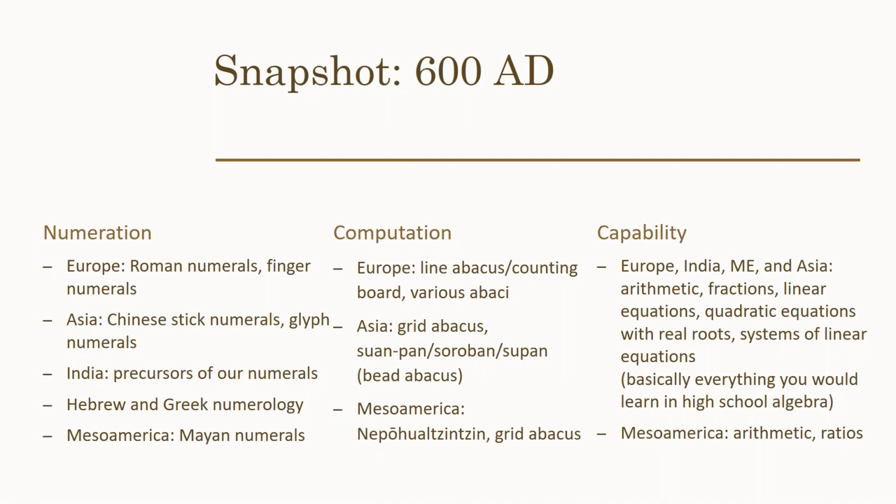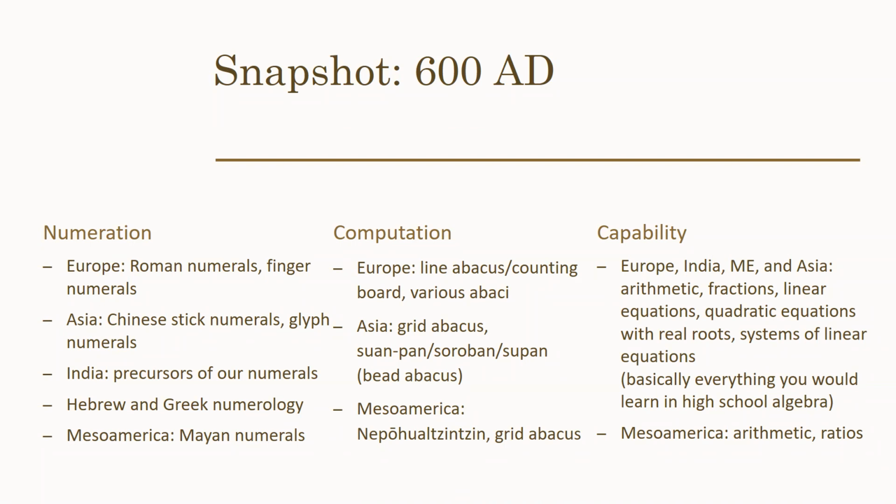Anyway, we had a lot of different devices for doing computations, for doing arithmetic. As far as what people could do mathematically, pretty universal. People could do arithmetic, fractions, solve linear and quadratic equations, provided that they had real roots. They didn't have imaginary numbers back then. Basically, everything you would learn in your high school algebra class could be done at 600 AD. It just looked different than it does now.